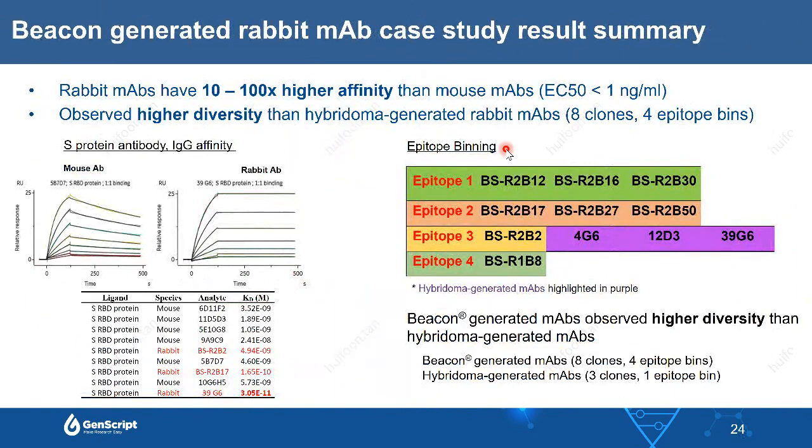In summary, on the S protein IgG affinity testing, the rabbit monoclonal antibody has 10 to 100 times higher affinity than mouse-generated monoclonal antibodies. Other than that, Beacon-generated monoclonal antibodies have the highest diversity, falling into 4 different epitope bins, compared to the hybridoma-generated monoclonal antibodies, which are highlighted in purple. They actually fall within the same epitopes.